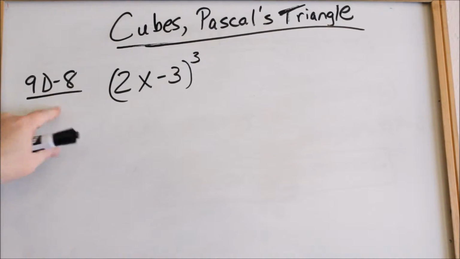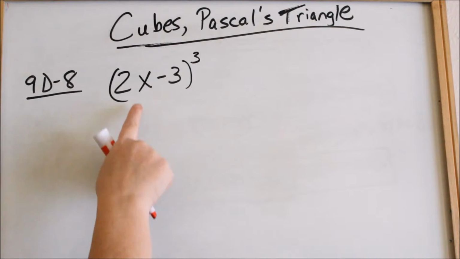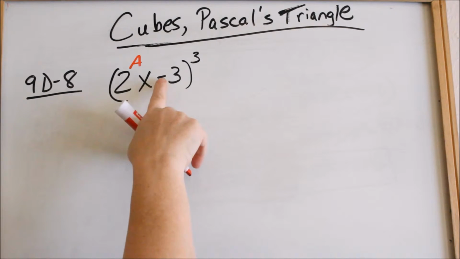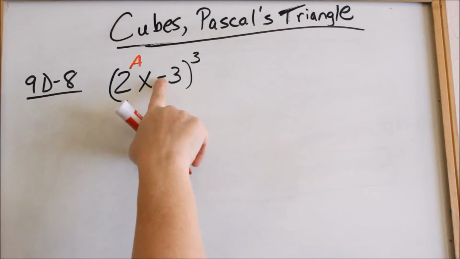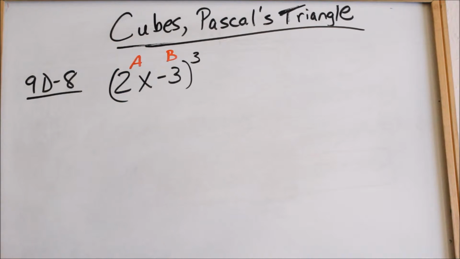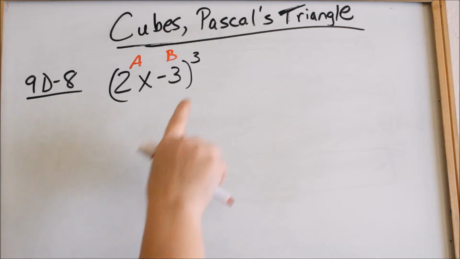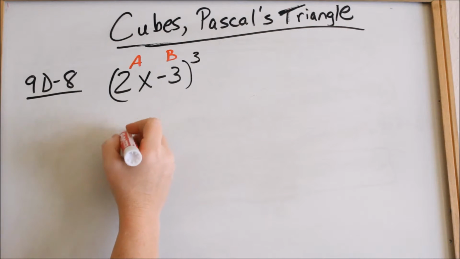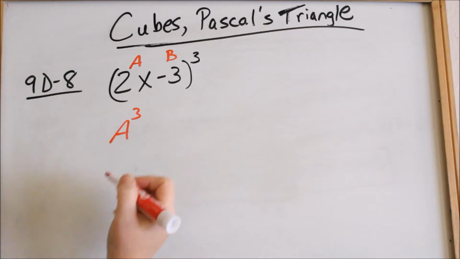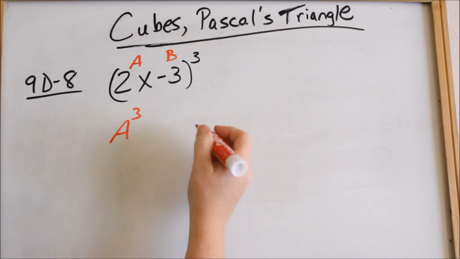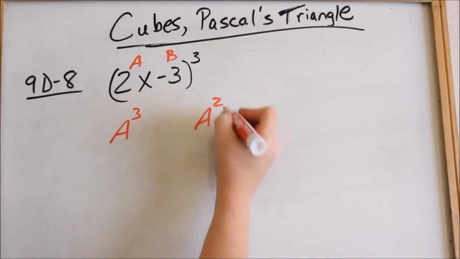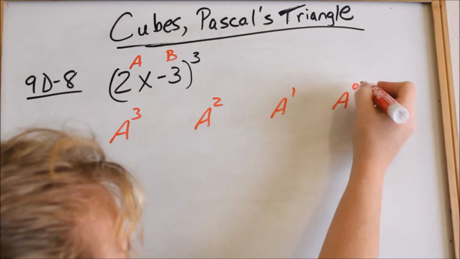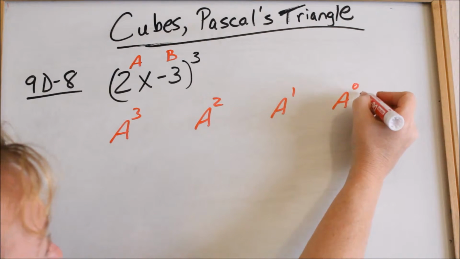Okay, now we're looking at 9D8. So 2x will represent a, and -3, the sign in front of the number goes with the number, so -3 will be b. So let's write our general formula. I am raising to the third power, so my highest exponent will be 3, so I'm going to have a cubed, and then the a's will count down. A squared, this is how I like to write my formula, a squared, a to the first, a to the 0, and then my b's will count backwards from that.